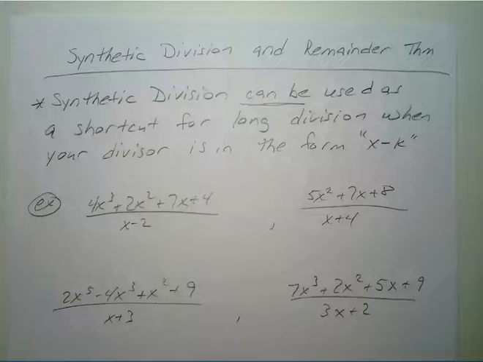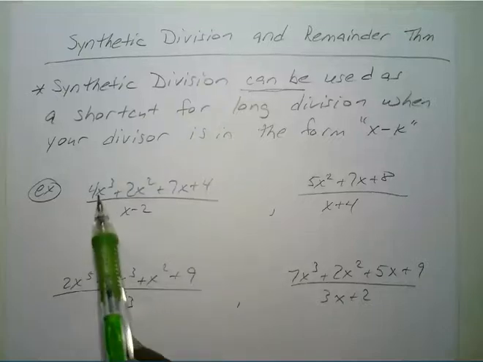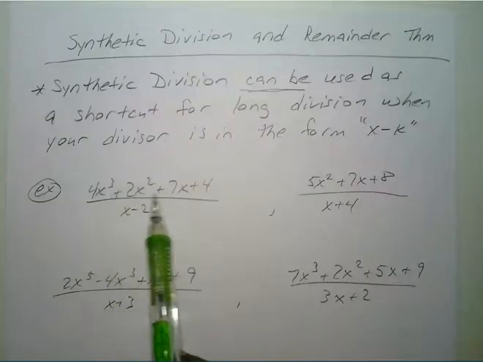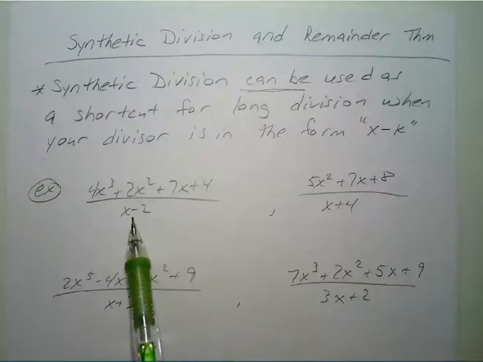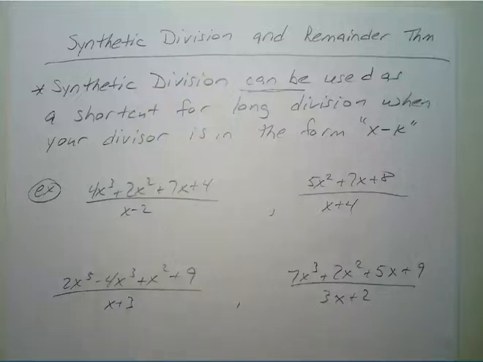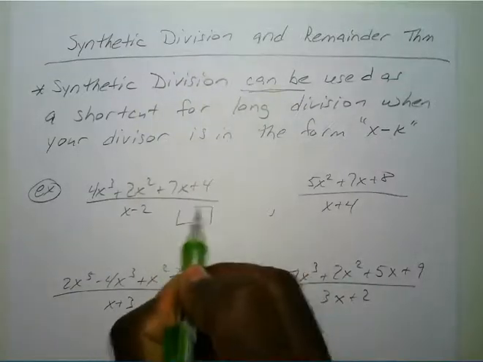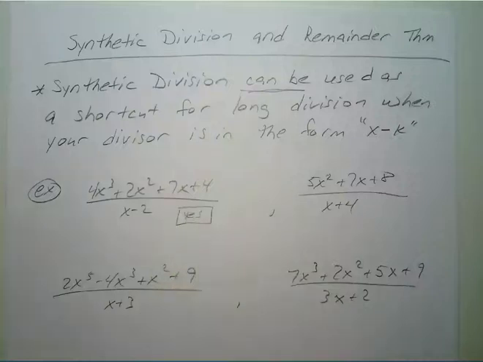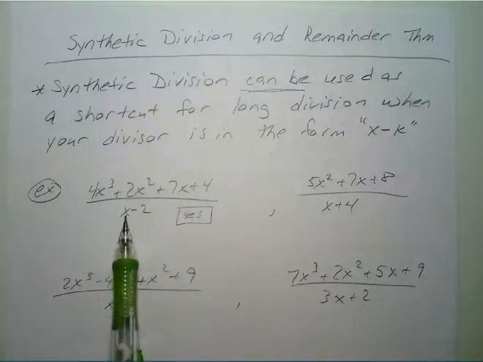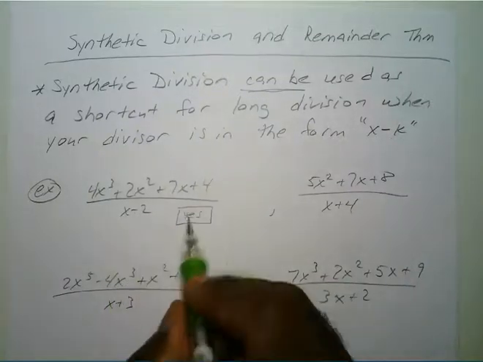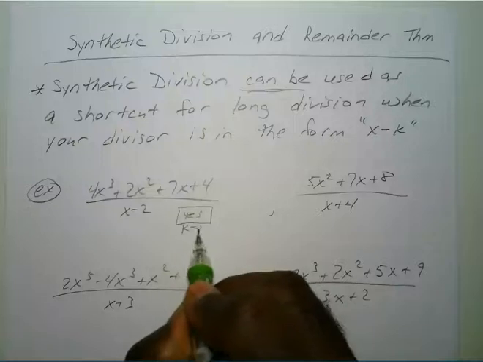So let's look at these examples to give you an idea of when it can and can't be used. What if you have 4x to the third plus 2x squared plus 7x plus 4 divided by x minus 2? Yes, it can be used because your divisor is in the form x minus k, and in this case, k is equal to 2.